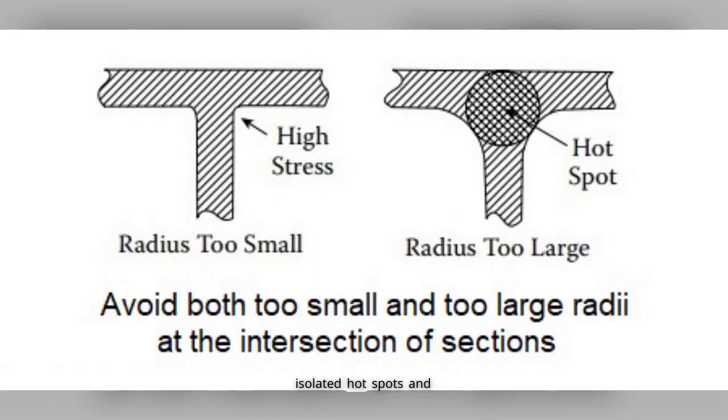Avoid isolated hotspots and sharp internal corners. The corners of all intersections and junctions should have fillet radii. The size of the fillet radii used must often strike a balance between stress concentration and the possibility of a hotspot. The small fillet radius inhibits the flow of molten metal during filling and also can cause cracking during cooling or use of the casting.